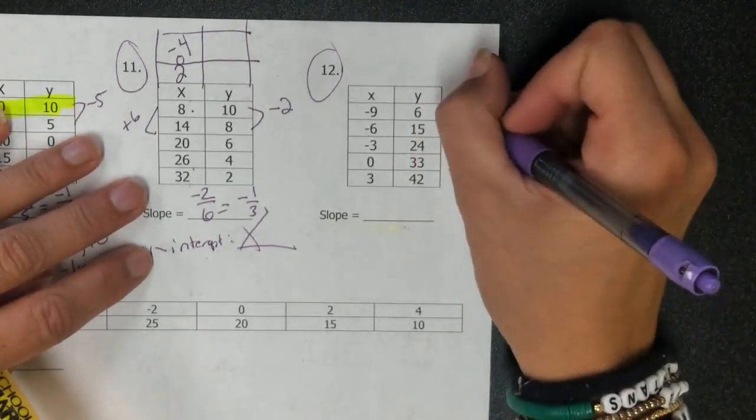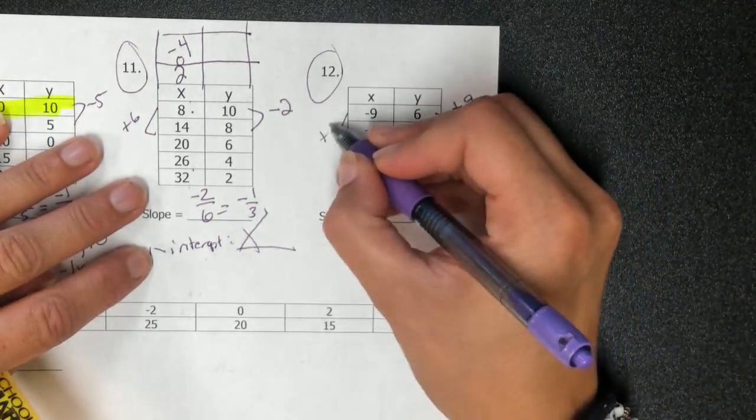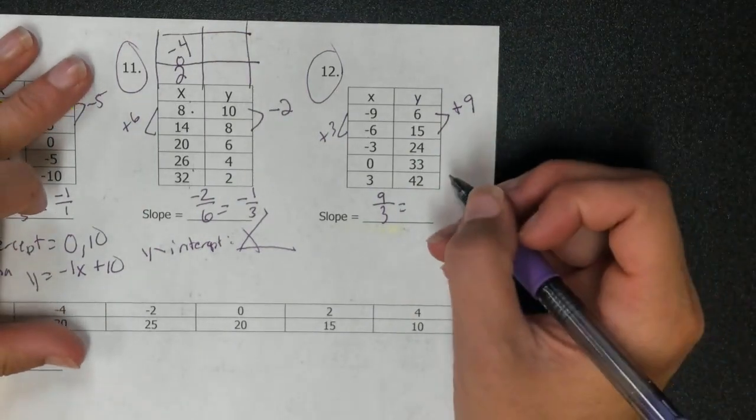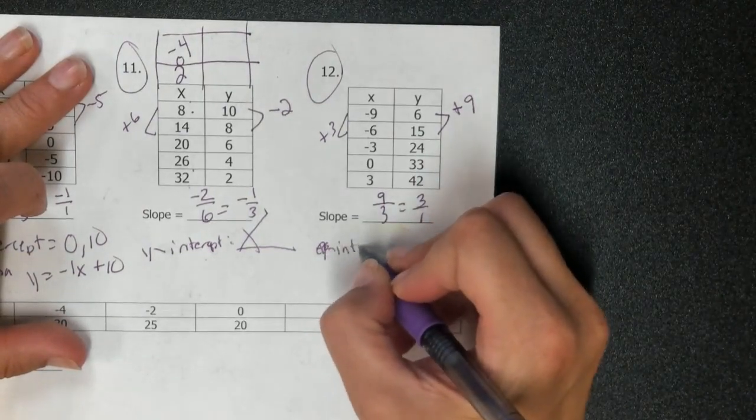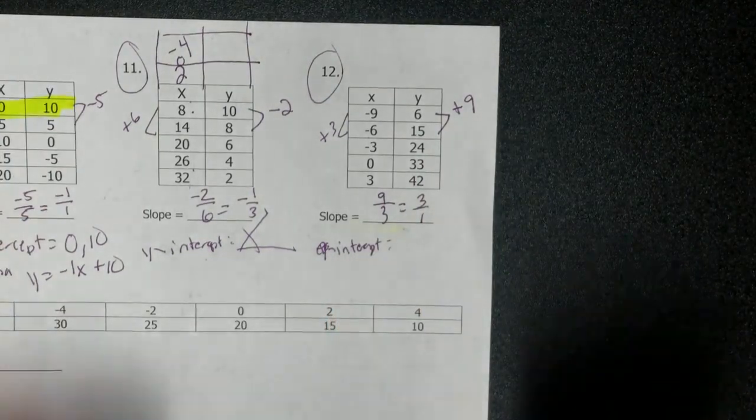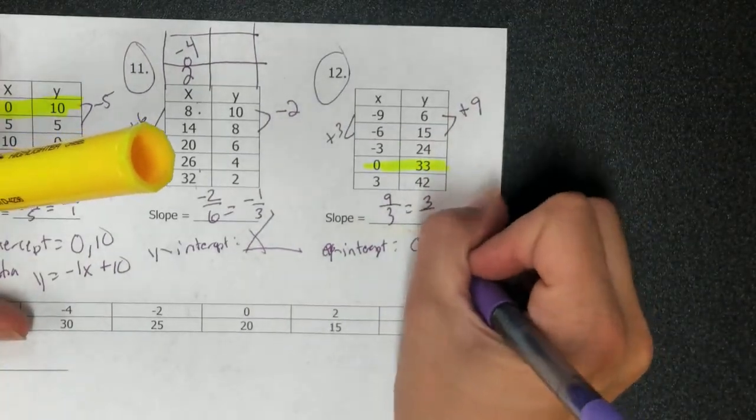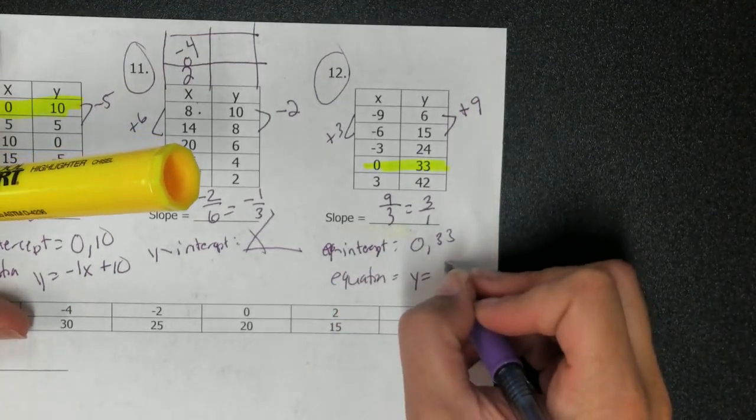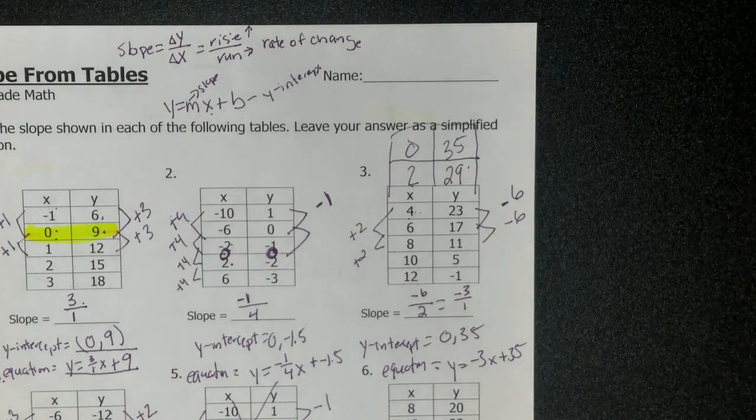Number 12, this is going up by 9. This is going up by 3. So my slope is 9 over 3, which would just give me 3 over 1. My y-intercept, I found 0, across from 0 is 33, so 0, 33, and my equation is y equals 3 over 1x plus 33.